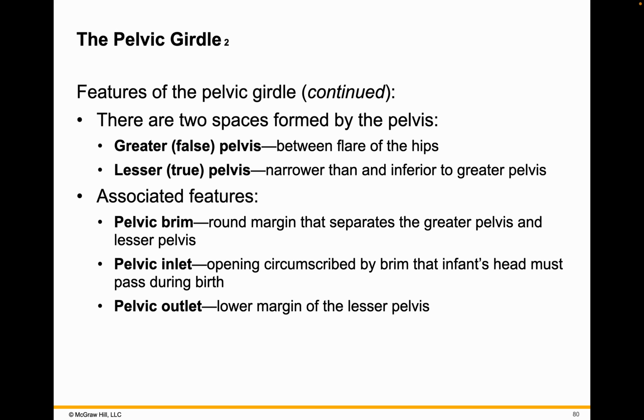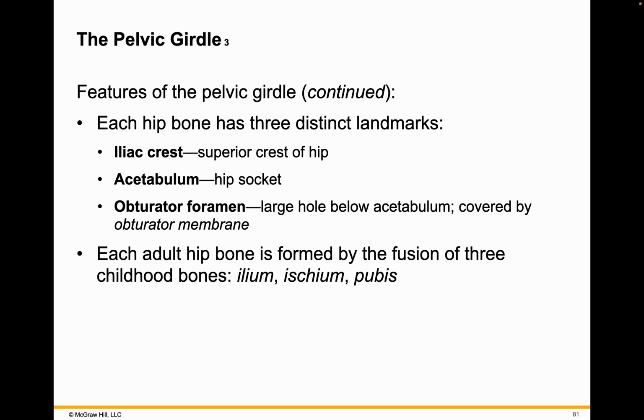There are two spaces formed by the pelvis, the greater and lesser, or false and true pelvis, sorry. There's a flare between the hips, which is the greater; the narrower, then inferior to the greater, is the lesser. The pelvic brim is a round margin that separates the greater pelvis and the lesser pelvis. The pelvic inlet is an opening circumscribed by the brim that an infant's head has to pass through during childbirth, and the pelvic outlet is the lower margin of the lesser pelvis.